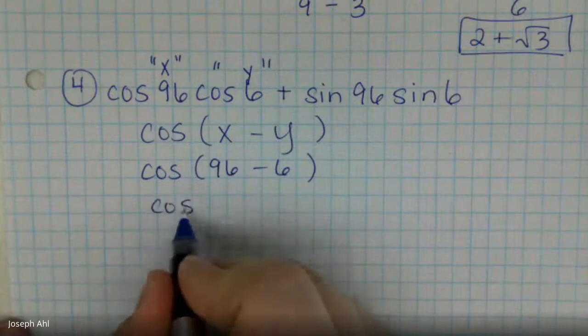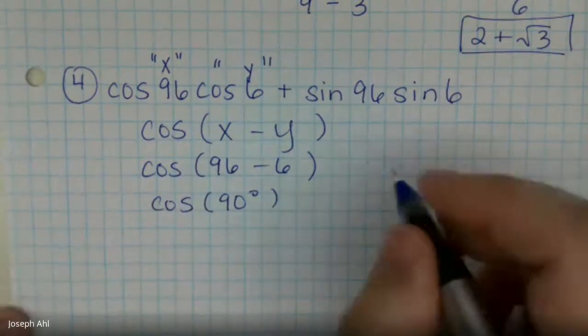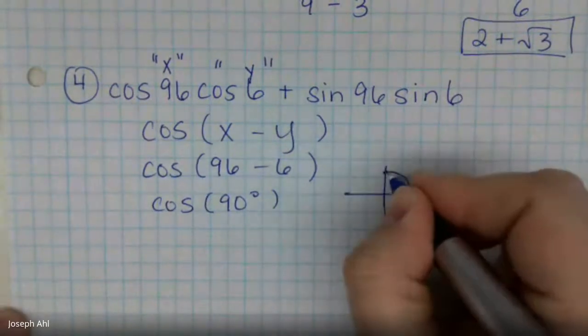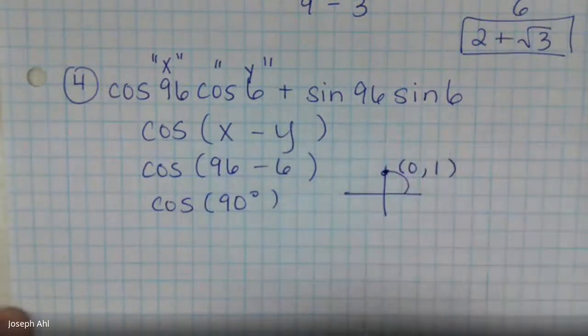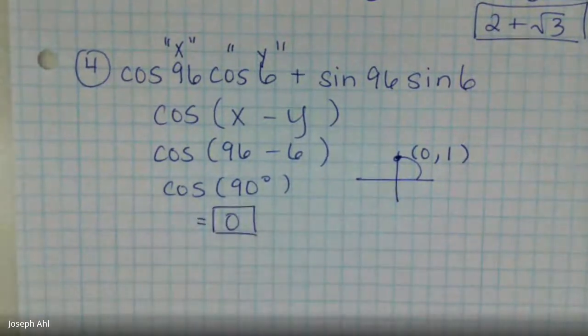And 96 minus 6 is 90 degrees. Oh, wait, now this is actually a really nice answer. Cosine of 90 degrees on the unit circle would be the x value. So cosine of 90 is 0 for a final answer.